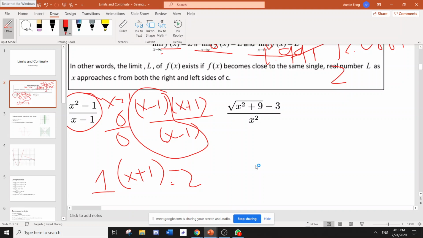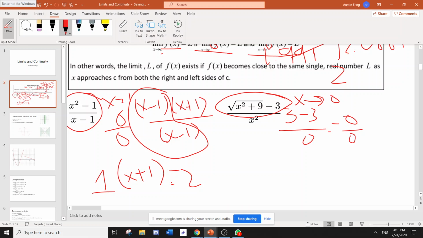Here, we're trying to find the limit as x gets to 0, and when we plug it in, we get 3 minus 3 over 0, which is 0 over 0, and that's indeterminate. So what we do is multiply by 1, more specifically by the conjugate of this term over the conjugate, in order to simplify it. So we multiply by the square root of x squared plus 9, plus 3, all over the square root of x squared plus 9, plus 3.